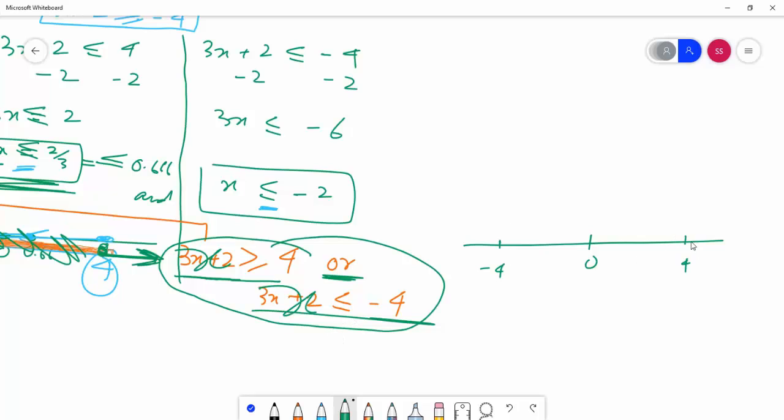So you'll have x greater than or equal to 4, which means going towards the right, and x less than or equal to negative 4, going towards the left. And you have to make an inequality. That means the absolute value of x is greater than or equal to 4. Why? Because when you convert this into an inequality, you will get x is greater than or equal to 4, or x is less than or equal to negative 4. Then only it will be satisfied.